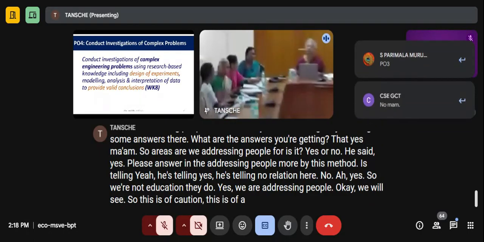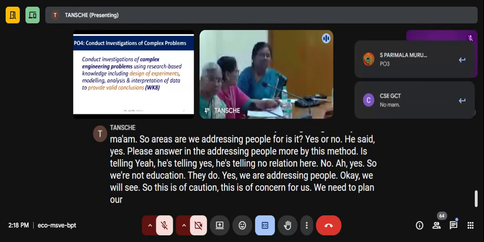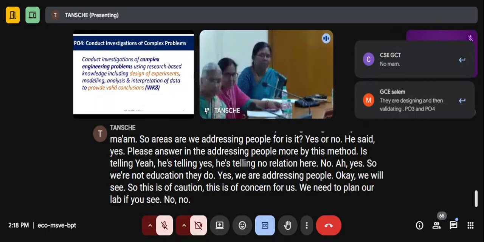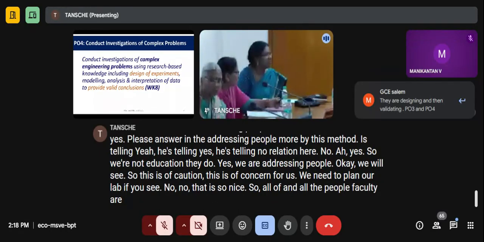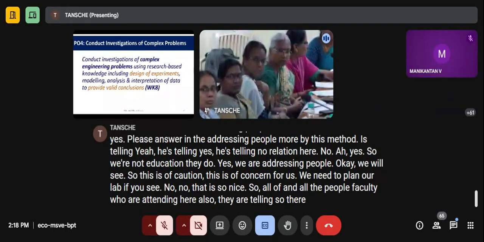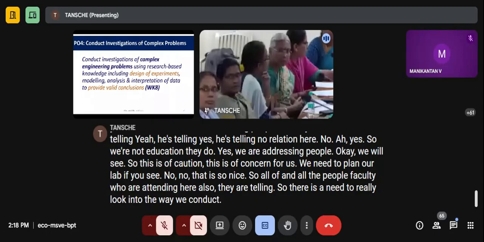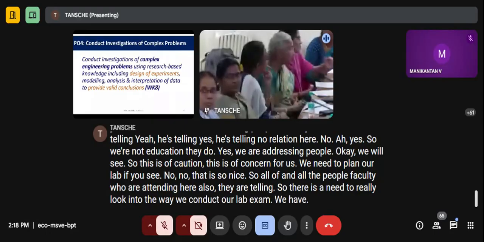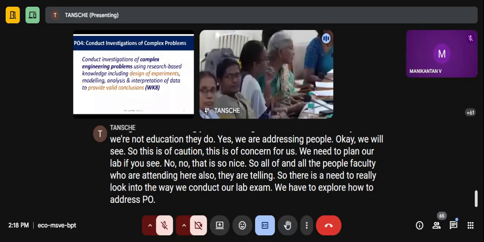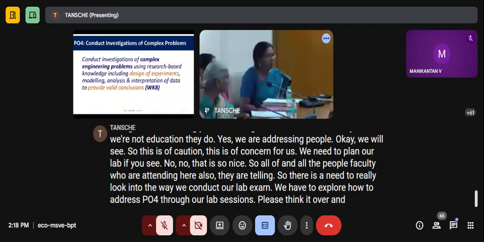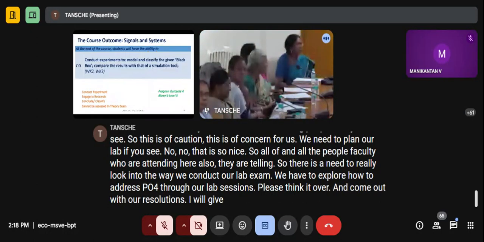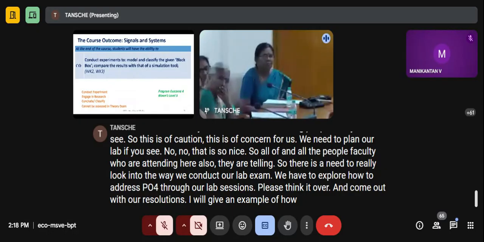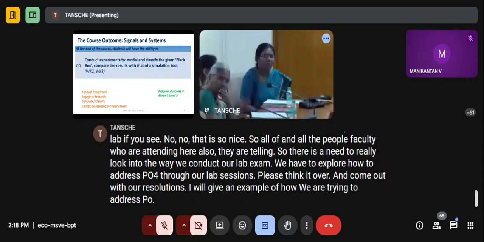We need to plan our lab. That is so nice. All the faculty who are attending here are also saying so. There is a need to relook at the way we conduct our lab exam. We have to explore how to address PO4 through our lab sessions. Please think it over and come out with solutions. I will give an example of how we are trying to address PO4.